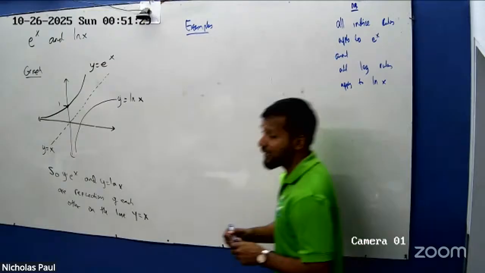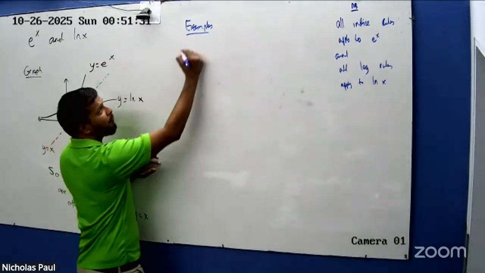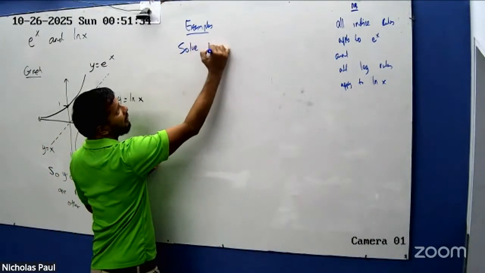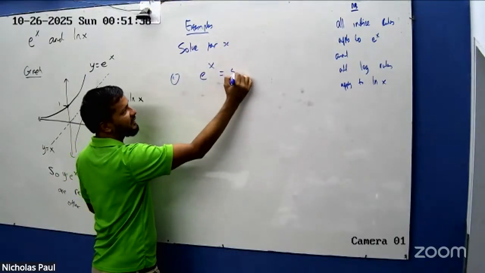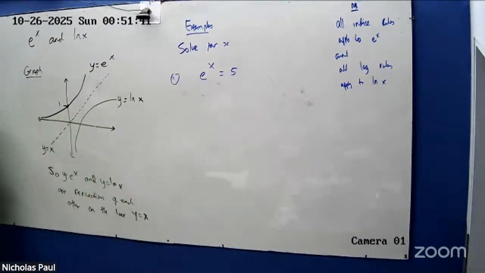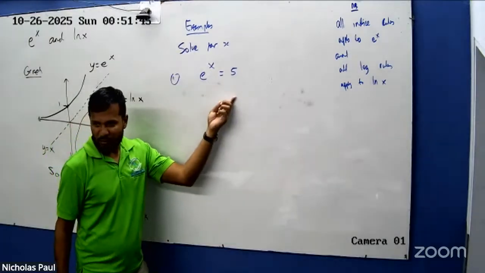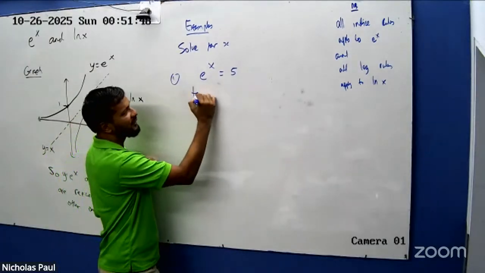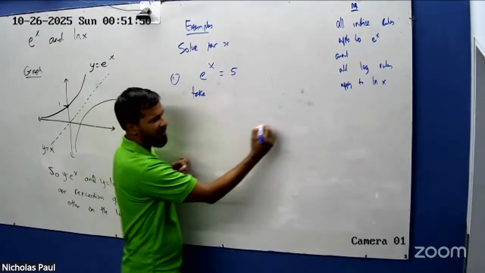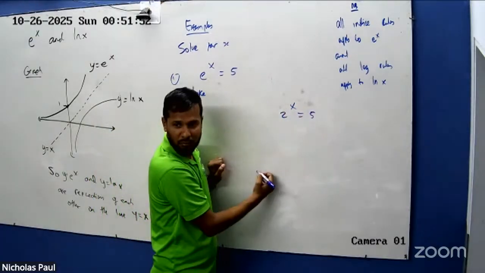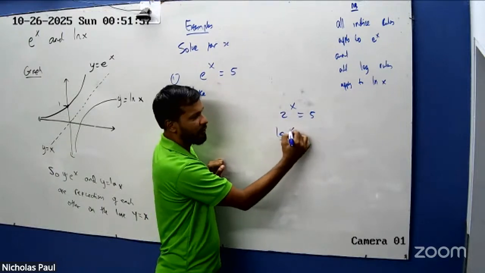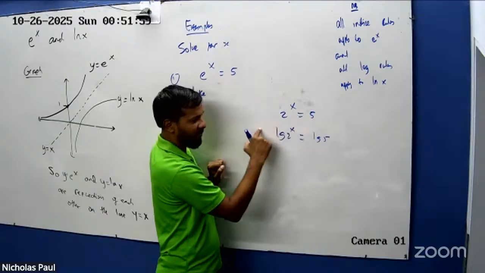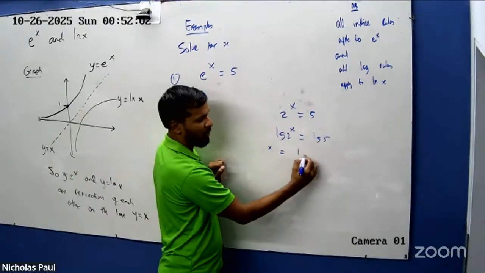Right. So let's start with a very simple example. Let's say I gave you e to the x is equal to 5. How do we solve for x? In order to solve questions like this, remember, if you have something like 2 to the x equal to 5, what do you do? Take logs on both sides. So you take log 2 to the x equal to log 5. Bring the x here, move across log 2 here.